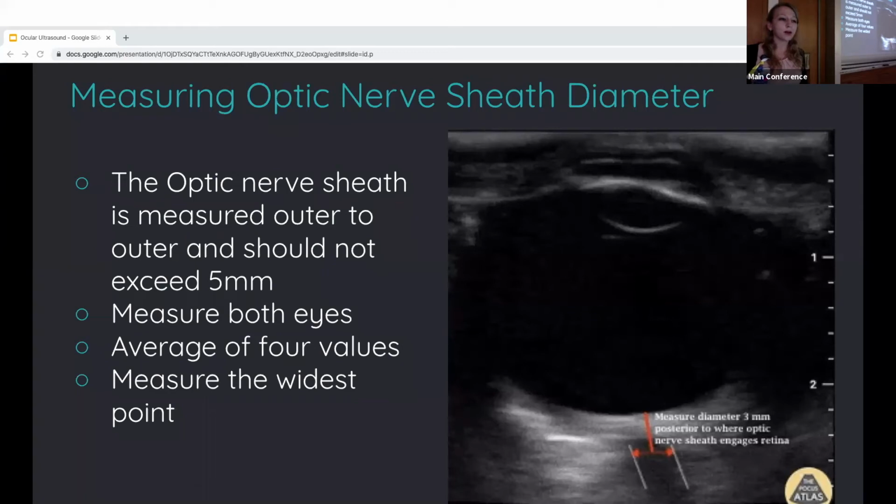There's a lot of debate as to what the actual number should be, but the minimum is usually around 5 millimeters. Anything above that is considered increased intracranial pressure. You're supposed to measure both eyes and average 4 values for each eye, and you're supposed to measure the widest point. Usually you do that at around 3 millimeters behind the posterior sheath.